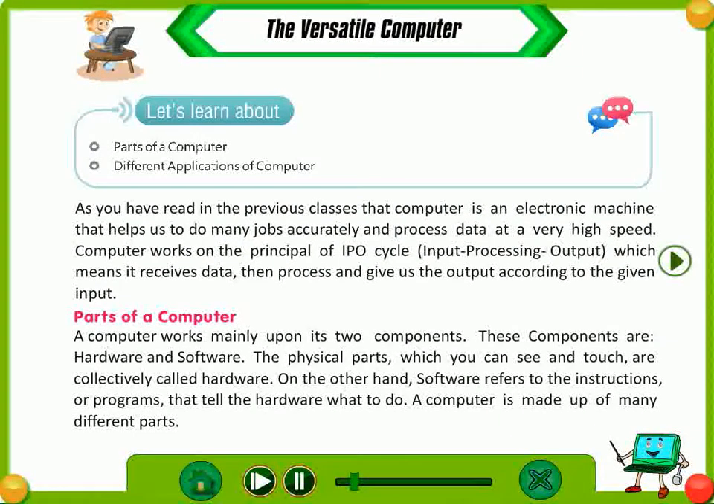Parts of a computer. A computer works mainly upon its two components. These components are hardware and software. The physical parts, which you can see and touch, are collectively called hardware. On the other hand, software refers to the instructions or programs that tell the hardware what to do. A computer is made up of many different parts.